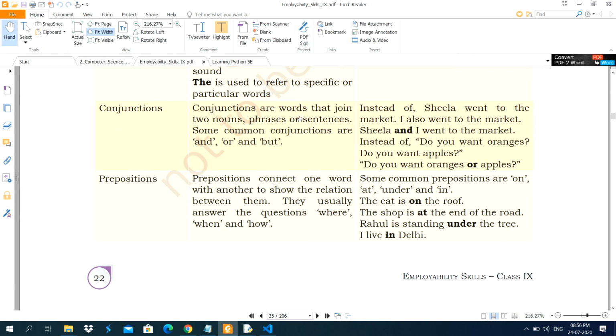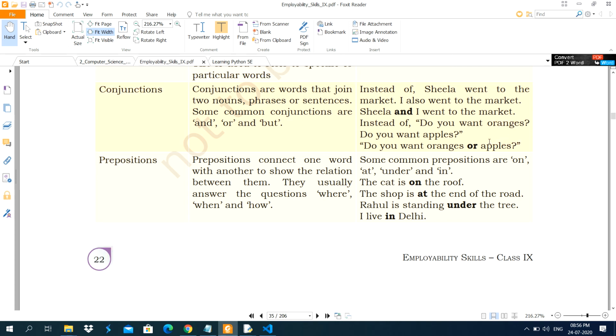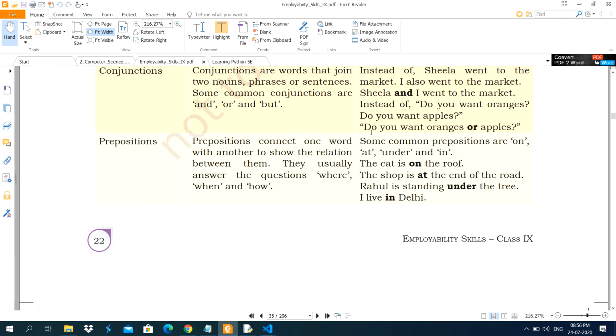Next, conjunction. Conjunctions are words that join two nouns, phrases or sentences. Some common conjunctions are and, or, but. Instead of "Sheila went to the market, I also went to the market," we say, "Sheila and I went to the market." Instead of "Do you want oranges? Do you want apples?" we say, "Do you want oranges or apples?"